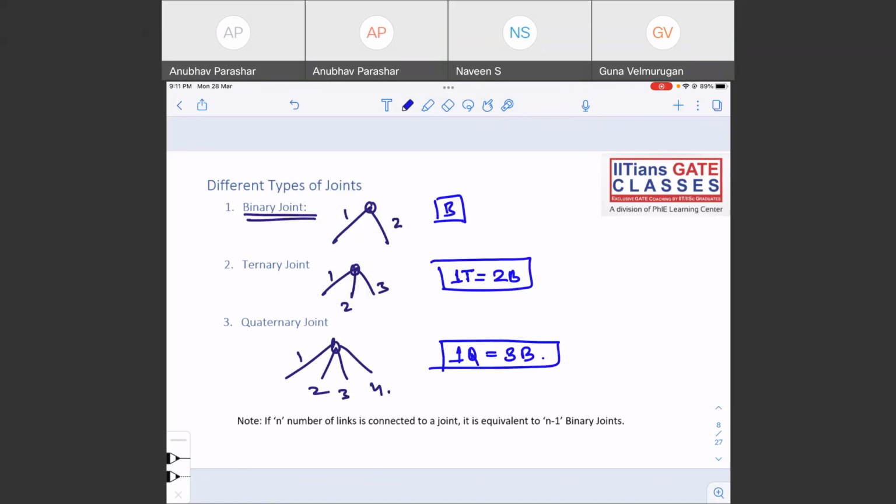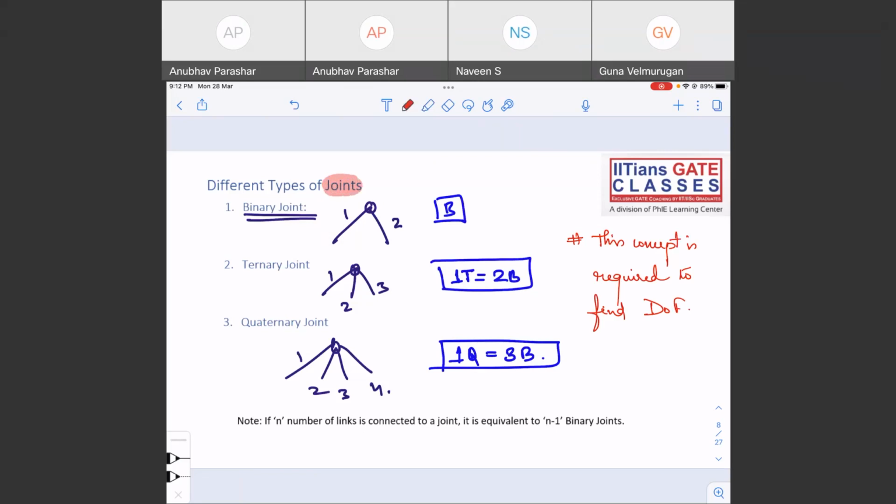So this is important with respect to degree of freedom. This concept is required when you find the degree of freedom, and this is what we are going to see. So what we are talking about here is joints. Remember, what is this? Joints, right?